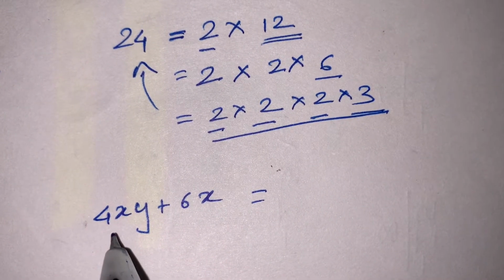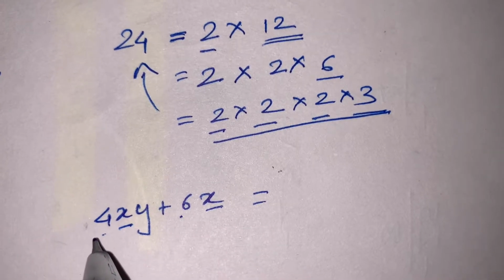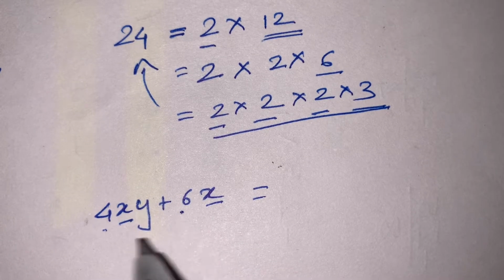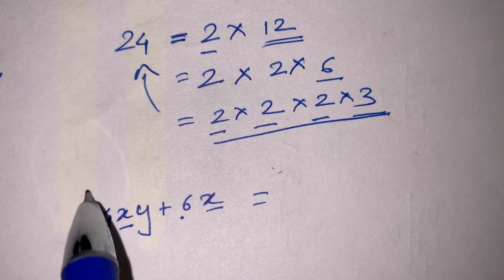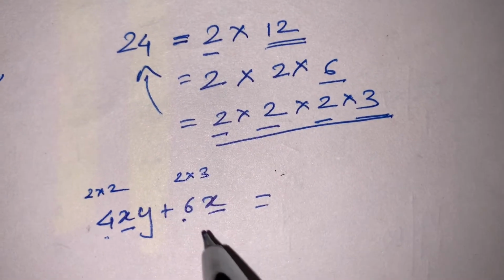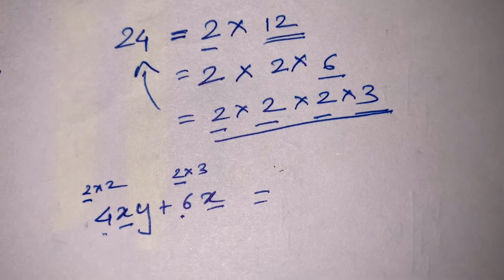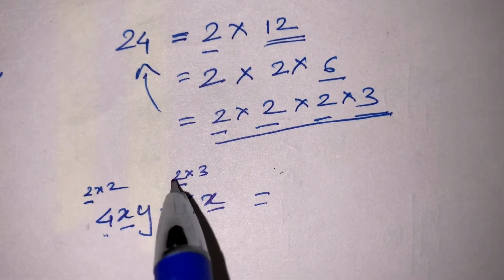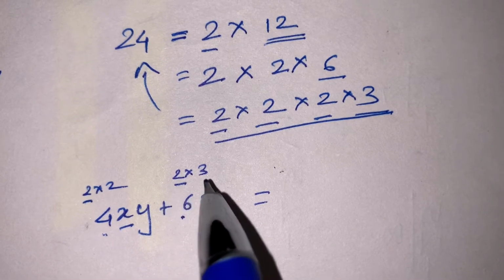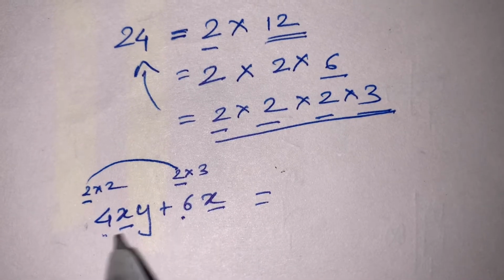You will see what is common in these two terms. I can see an x, and x is common. And then I can see 4 and 6, two numbers which have some common factors. 4 is 2 into 2, and 6 is 2 into 3. So in 6 you have a 2, and in 4 also you have a 2, which will be common. In 4 you have two 2s, and in 6 you have one 2 and a 3. So you have one 2 common in both.